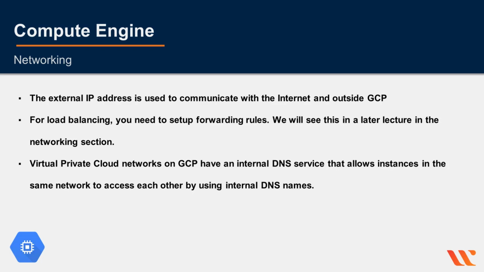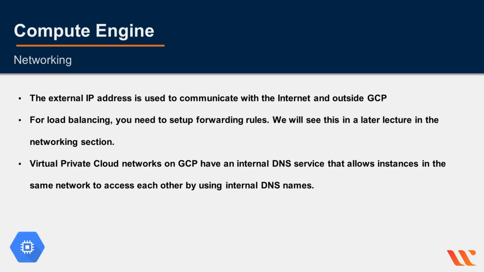To communicate with the internet, you must use the instance's external IP address unless you have configured a proxy of some sort. Similarly, you must use the instance's external IP address to connect to instances outside of the same VPC network unless the networks are connected in some way, like a VPN. Both external and internal IP addresses can be either ephemeral or static. We'll see these details in the IP addresses section.